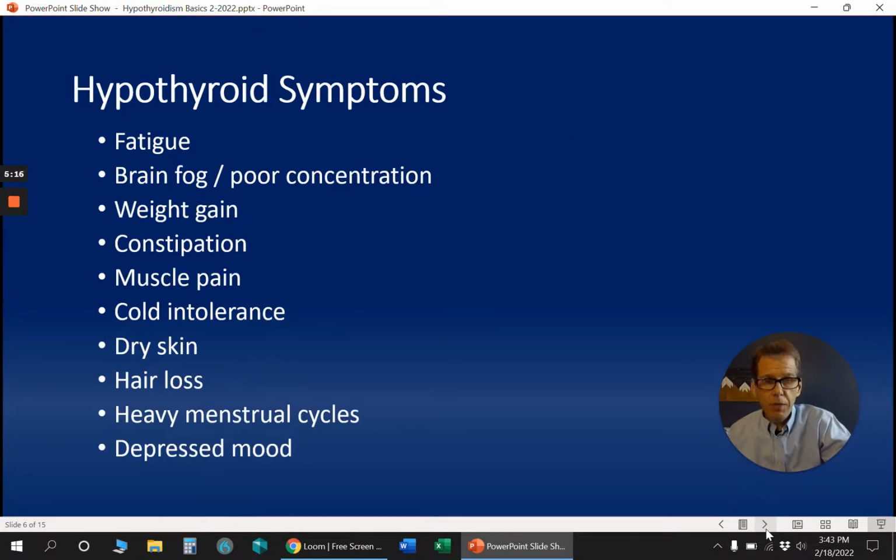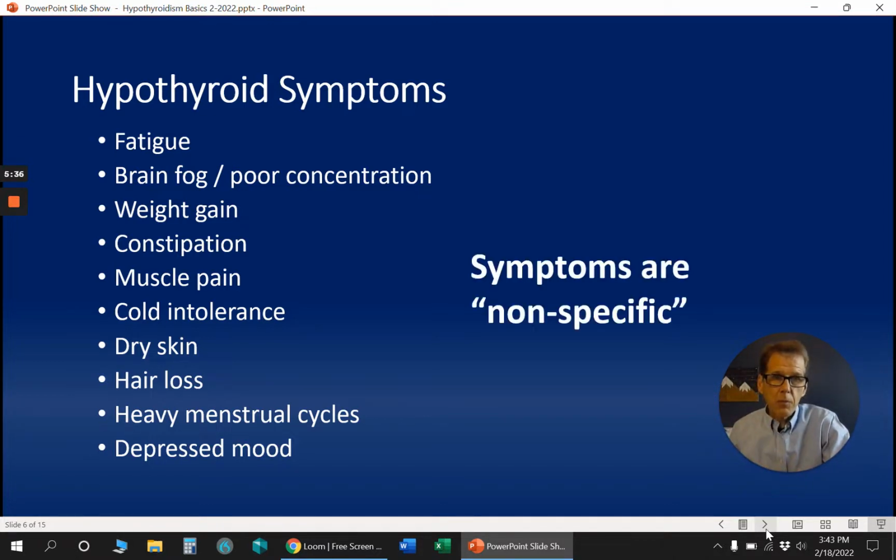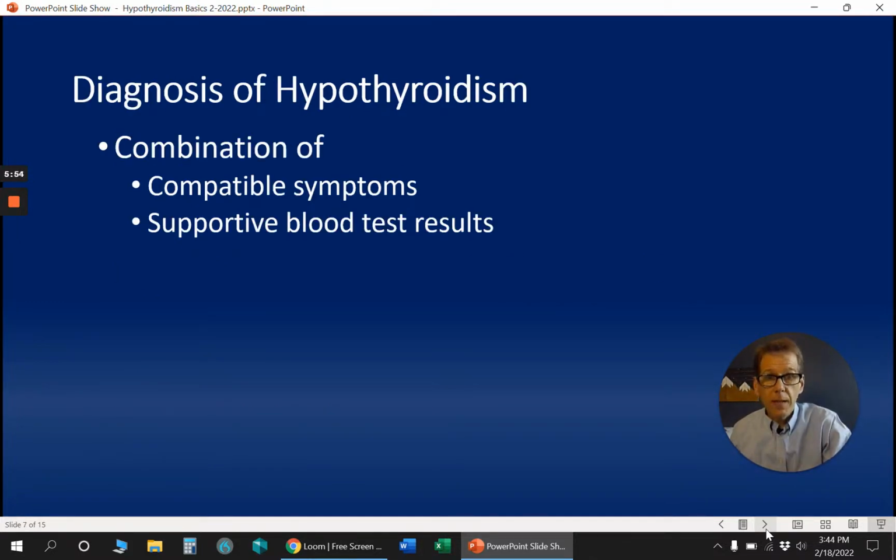And so the symptoms of low thyroid, they're long and varied. They include things like fatigue or brain fog, poor concentration. People may gain weight. They may feel constipated, muscle pain, cold intolerance, dry skin, hair loss, heavy menstrual cycles, depressed mood. It's a whole long list of symptoms. And one of the troubling things with these symptoms is they're what we call nonspecific. And that means that although these symptoms may be caused by low thyroid, they can also be caused by a lot of other conditions. So not everybody who has fatigue or weight gain or cold intolerance will turn out to have low thyroid function.